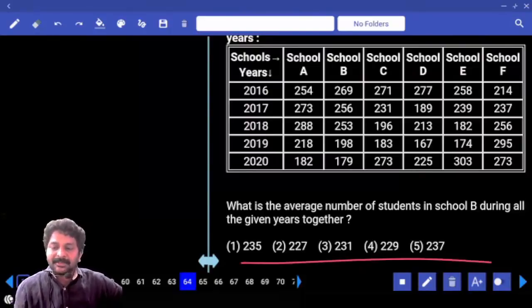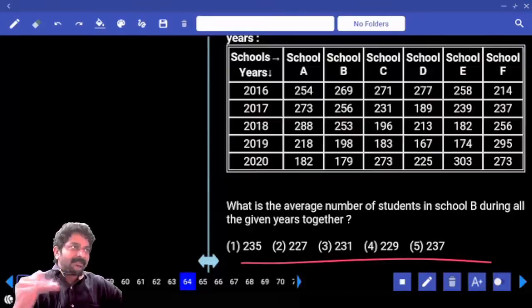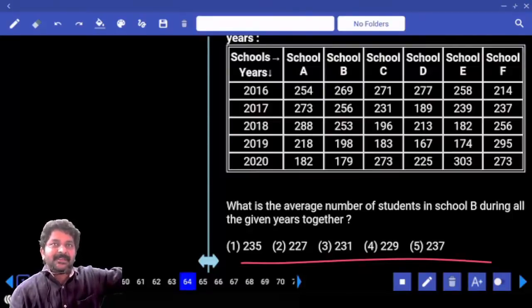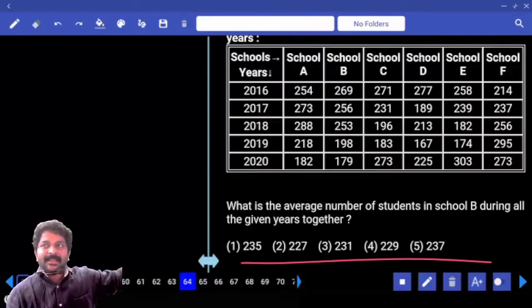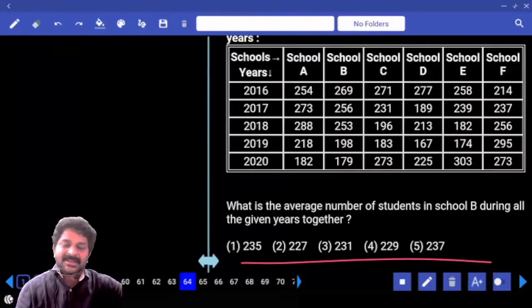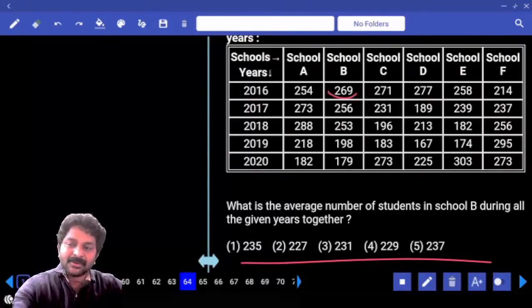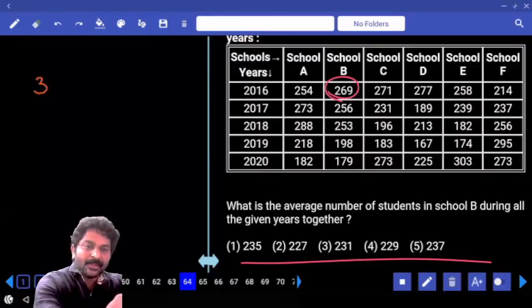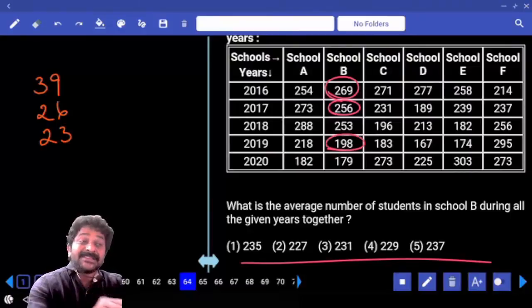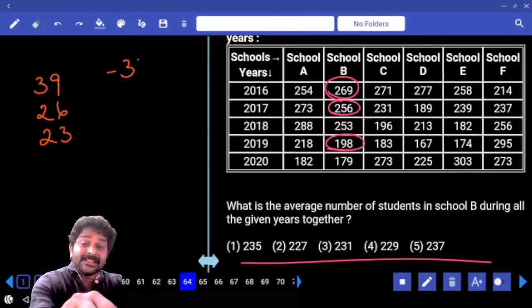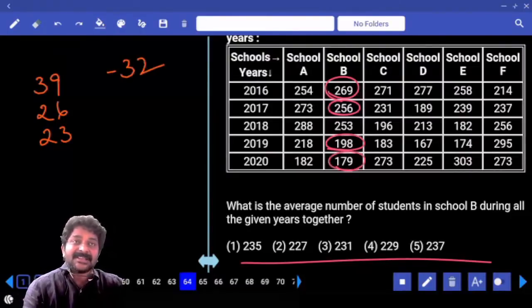Let's go with the benchmark. Starting with a benchmark. When you look at your options, you can clearly identify your benchmark. It may be 220 or 230, because the options are nearby that number. So we need to start with one number. Shall I take 220 or 230? 230. Right. So the first number is how much more than 230? 39. Second number, 26. Next number, 23. Next number is how much less than 230? 32 less. This number is how much less than 230?